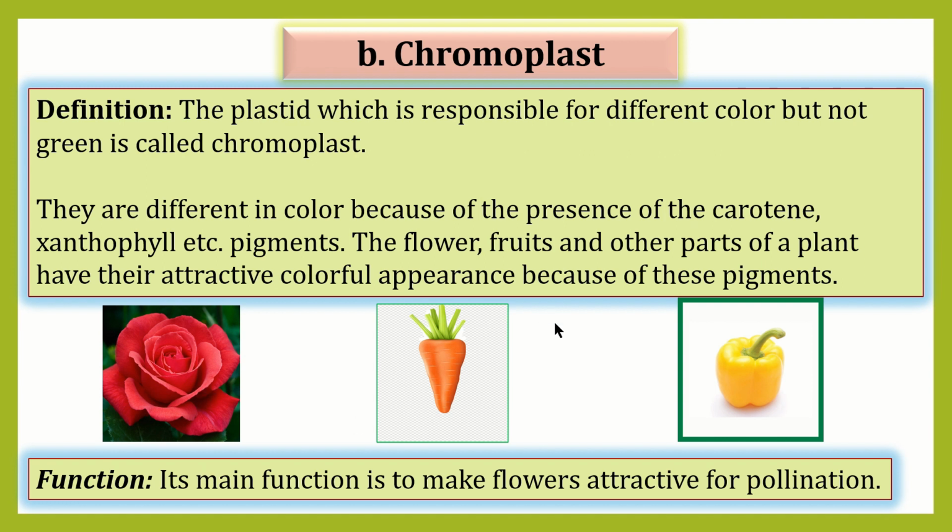This is the picture of a carrot. Here, carotene pigment is responsible for the bright orange color of carrot. Here, xanthophyll pigment is responsible for the yellow color of capsicum. Function. Its main function is to make flowers attractive for pollination.